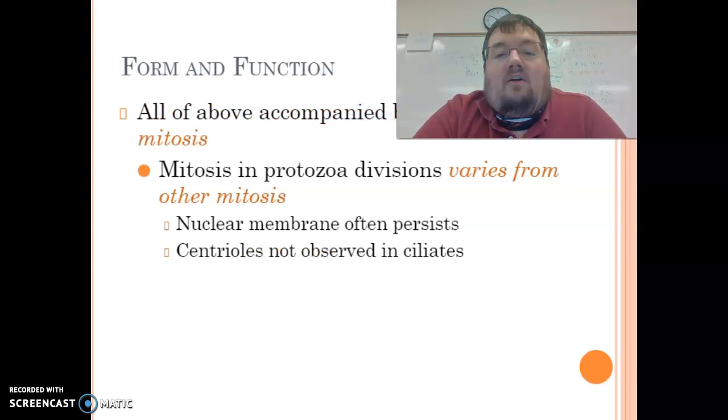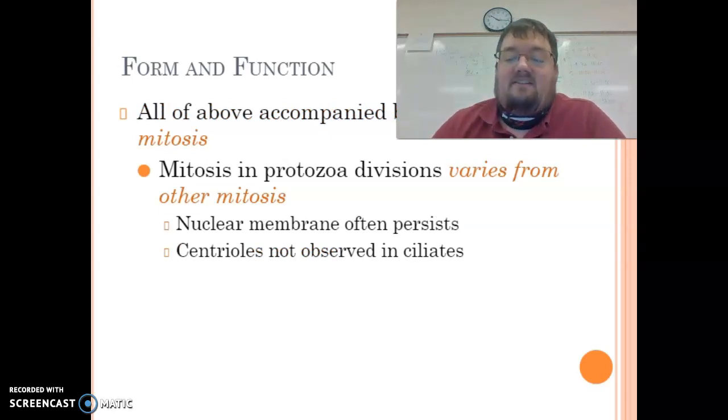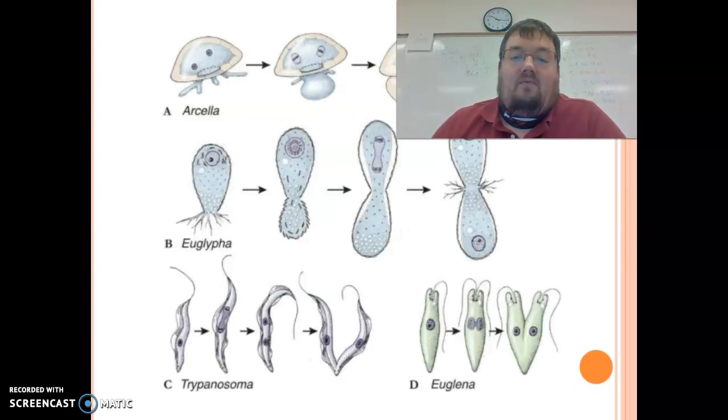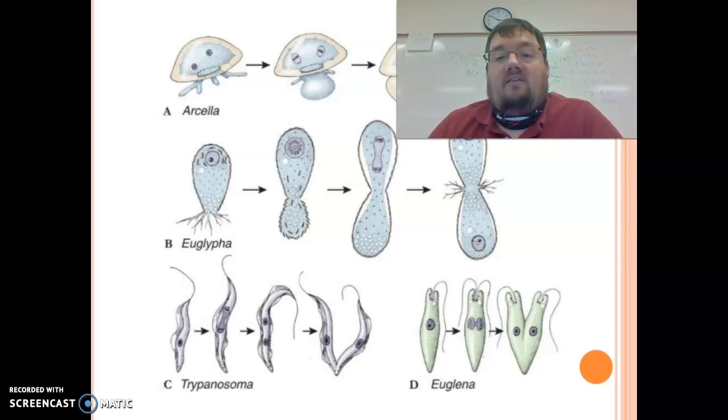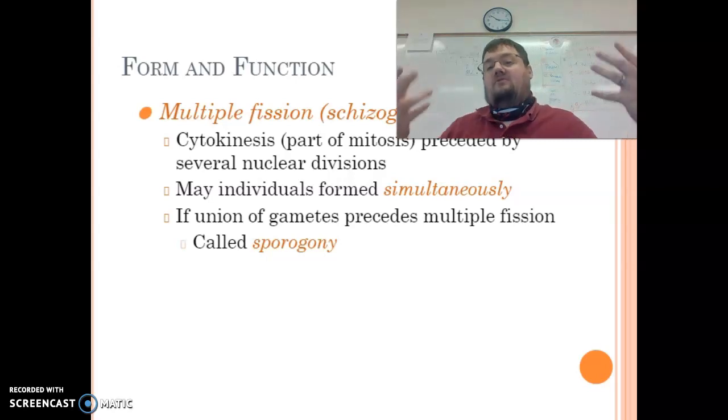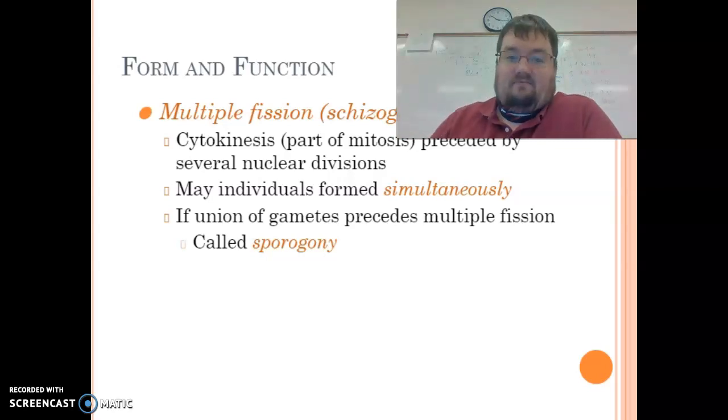I want you to note that all of the above is accompanied by some form of mitosis. Obviously, that makes sense because if you look at the budding, for example, or if you look at one adult splitting into two, they're going to be smaller than the original, right? So there needs to be some form of mitosis in order to build those cells up and make them larger again.